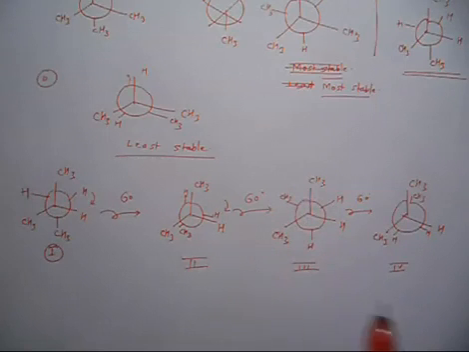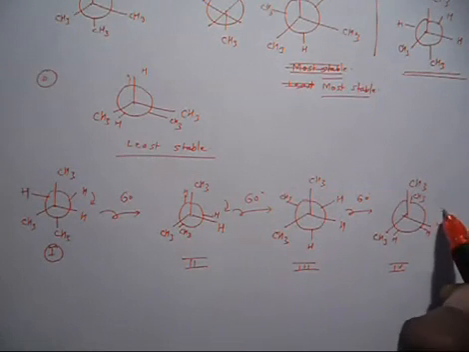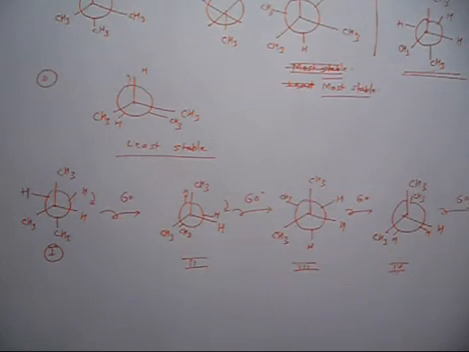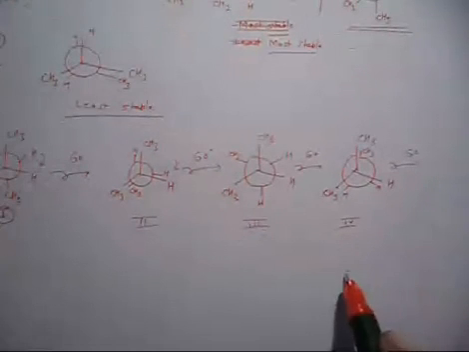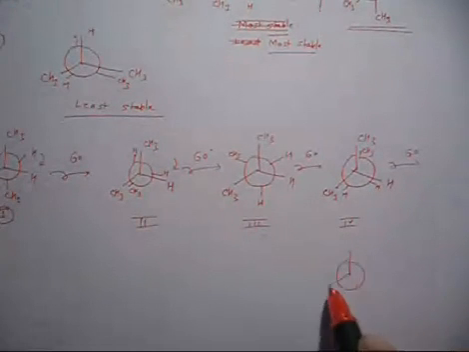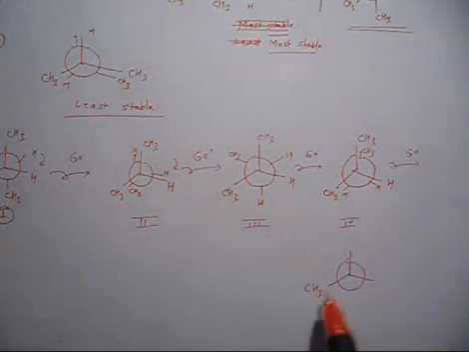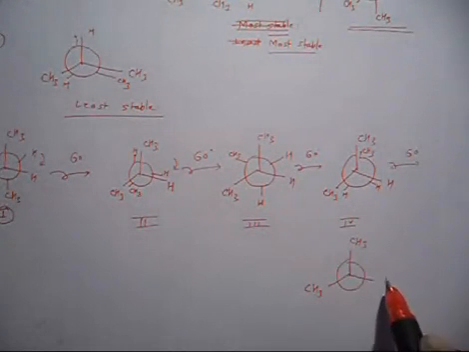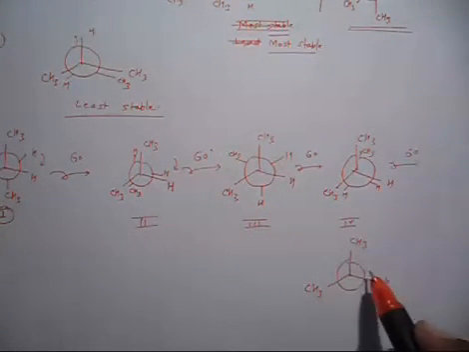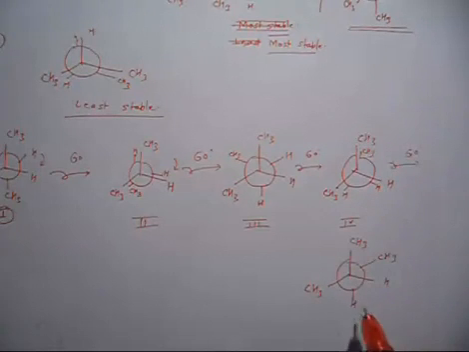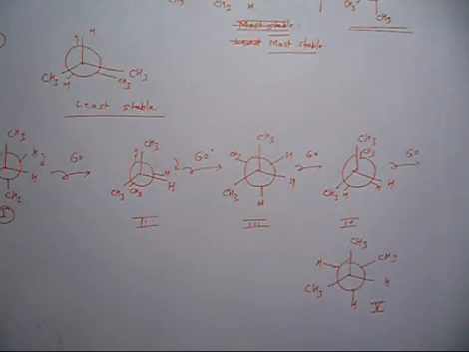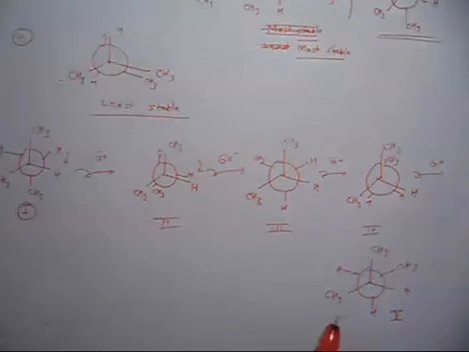Okay, so let us rotate one more time by 60 degrees so that we can get the same. If I rotate one more time by 60 degrees, I can draw the structure. The front carbon remains as it is, CH3, CH3, H. Now this CH3 comes here, and this hydrogen goes here, this hydrogen goes here. Now this is the fifth one.